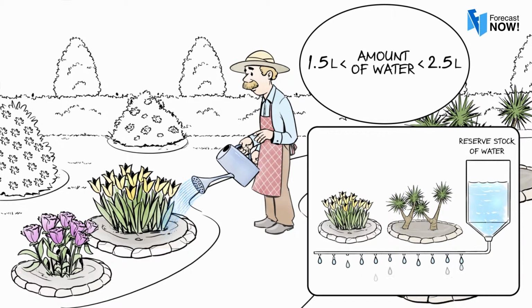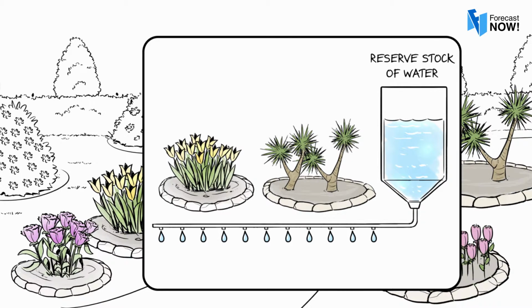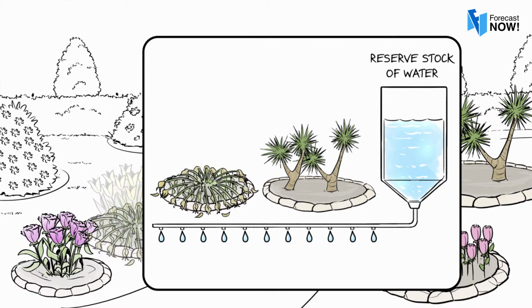Here, however, he fails to take into account that all plants are different. Some prefer very moist soil, while others are highly sensitive to excessive moisture. This is why a reserve stock of water must be calculated separately for each type of plant.